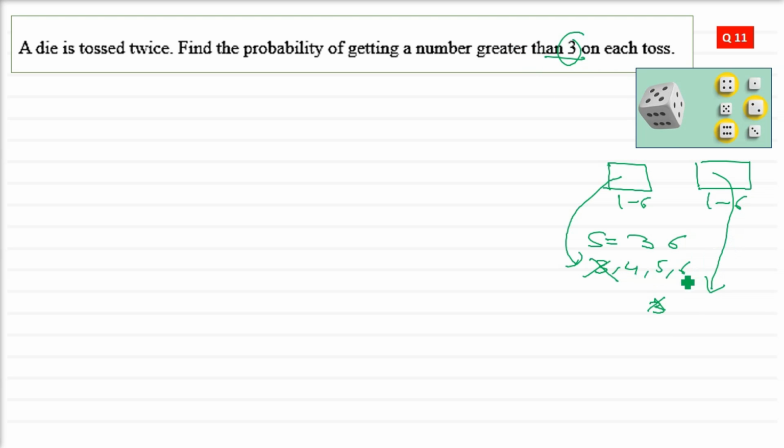The second one will also have 4, 5, 6. So we have to take all the possibilities which can only give 4, 5, 6 in either of the die. That's the gist of this question. Now the sample space is very important. I'll just make it in short and then I'll tell you why we require this sample space to be written completely in order to get the required possibilities of our favorable cases.